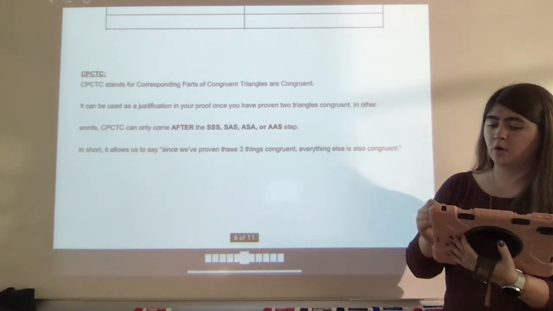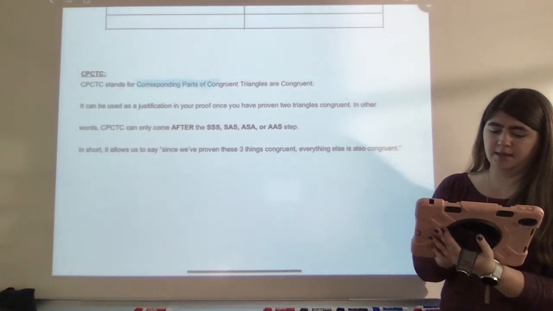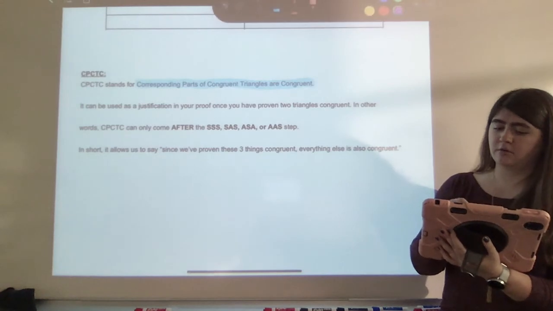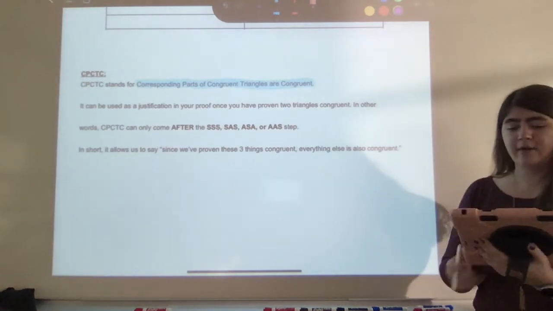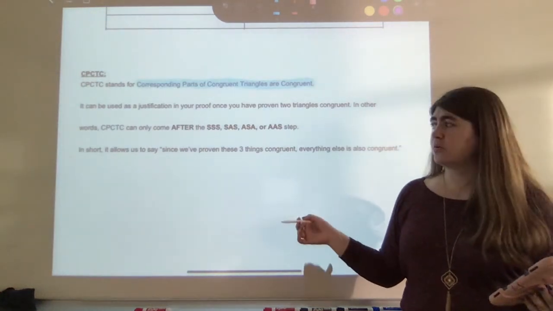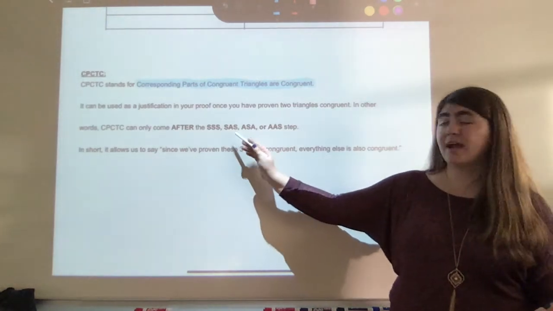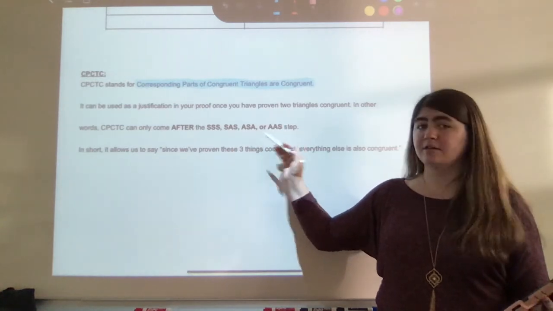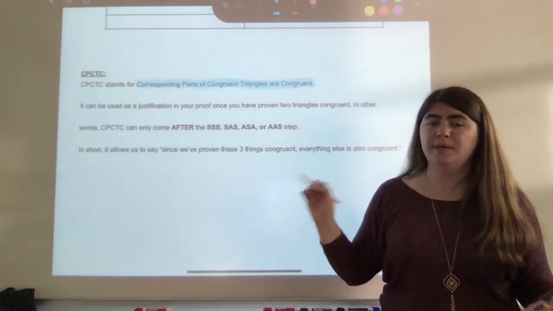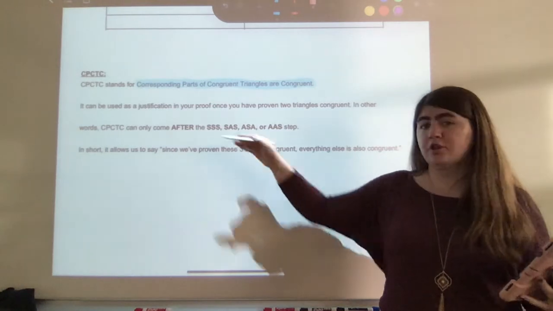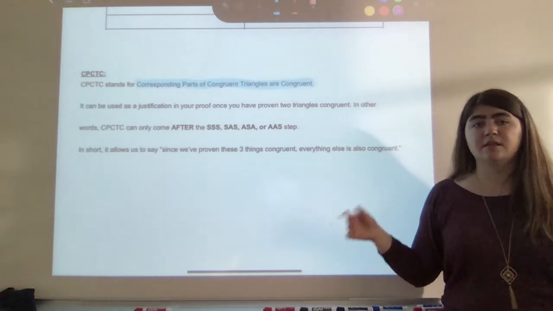CPCTC stands for corresponding parts of congruent triangles are congruent. And I'm going to go ahead and highlight that. Corresponding parts of congruent triangles are congruent. It can be used as a justification in your proof once you have proven two triangles are congruent. In other words, the CPCTC can only come after the side, side, side, angle, side, angle, or angle, angle, side step. So you have to show that the triangles are congruent, then you can say their pieces are congruent. So in short, it allows us to say, since we've proven these three things congruent, everything else is also congruent.